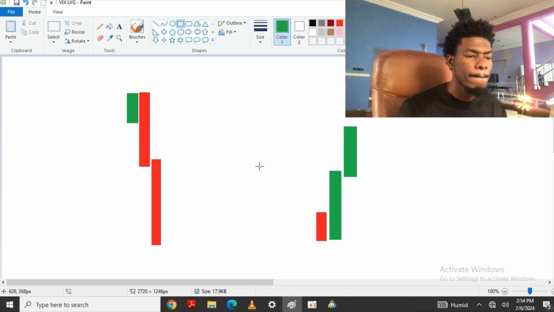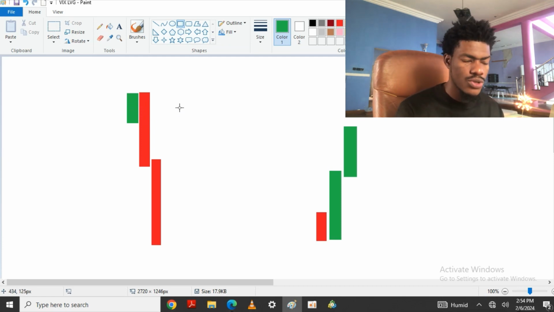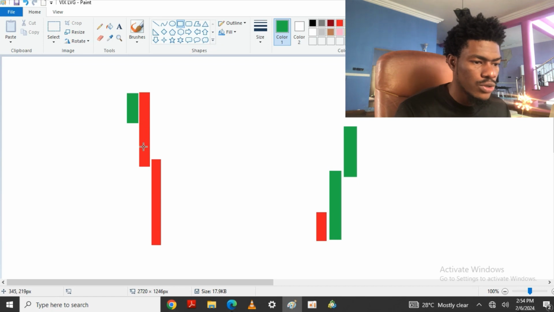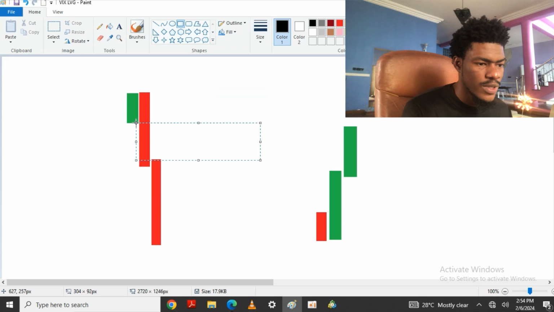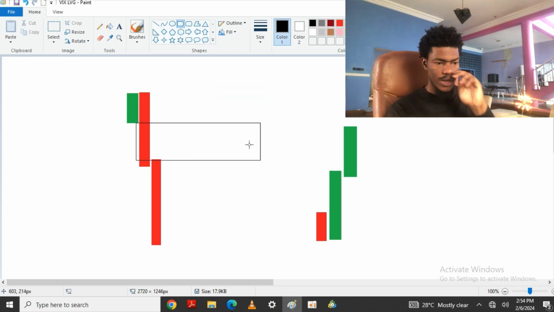Now a fair value gap, like I said, is when you are marking your candles, you have to count three candles, 1, 2, 3, from anywhere. That space in between is where you mark out your fair value gap, actually. That space in between here like this, that is what you mark as your fair value gap, alright?